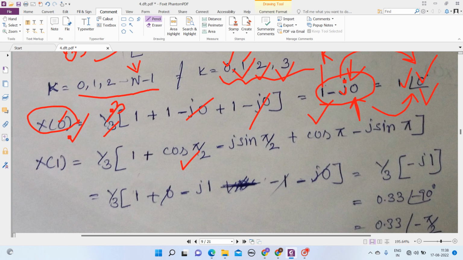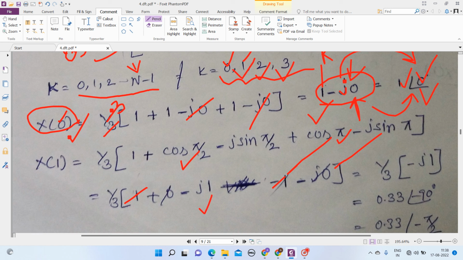Note the values: cos 90 is 0, sin 90 is 1, cos 180 is minus 1, sin 180 is 0. This minus 1 and this plus 1 will get cancelled out. So you can see only minus j1 remains: 1 by 3 times minus j1.